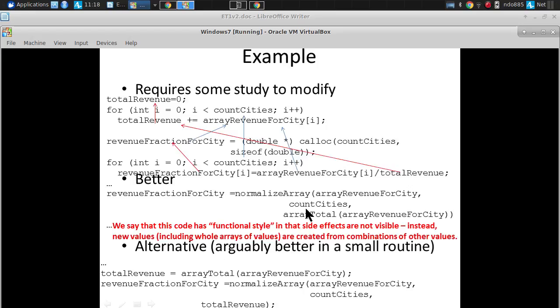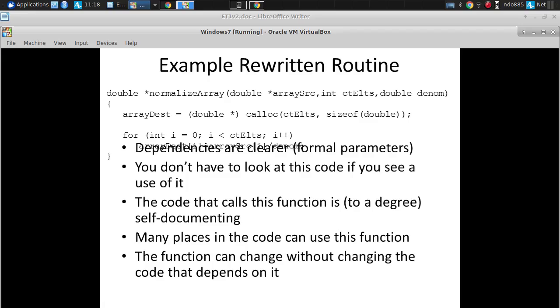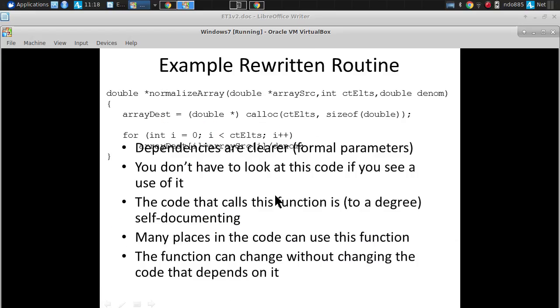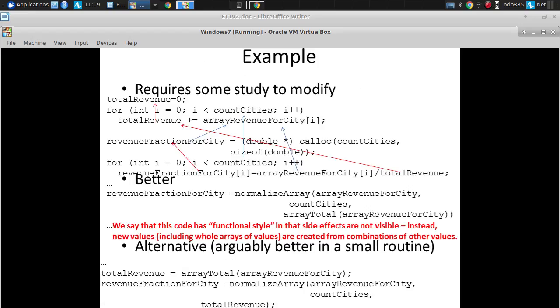And the code that calls this is to a degree self-documenting. I mean, here we have normalized array, here we have array total. This is totaling up this array, then we're normalizing this array by that total. All right? It's fairly documenting. Many places in the code can use these functions, array total, normalize array. Those are high-level operations. And the function can change without needing to worry about changing the code that calls it. Does that make sense? We can also test these functions. Normalize array and array total can be tested.